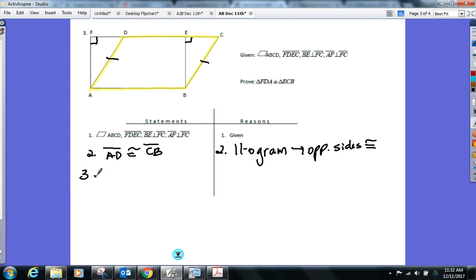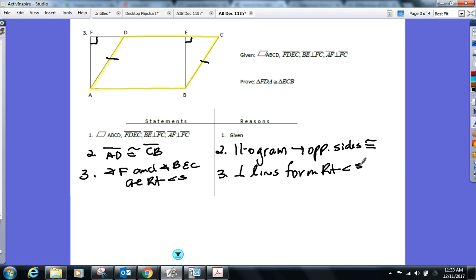Angle BEC. Not yet. Say the right angles. Good catch, Will. So I can say angle F and angle BEC are right angles, because perpendicular lines form right angles. Then I can say they're congruent: angle F congruent to angle BEC, because all right angles are congruent.